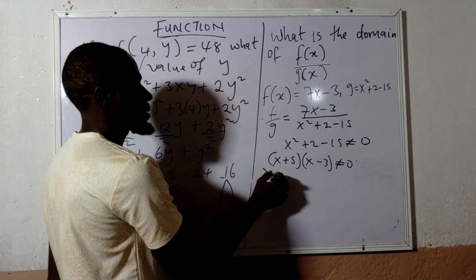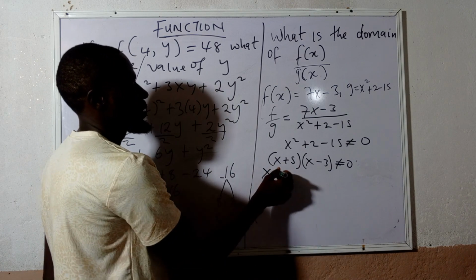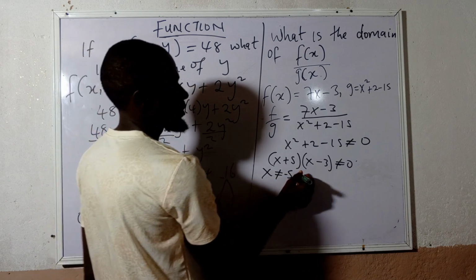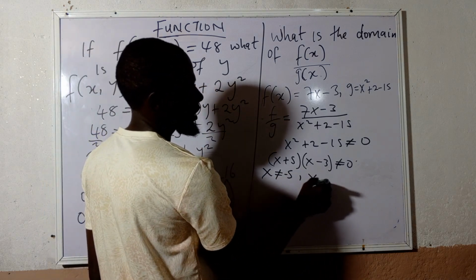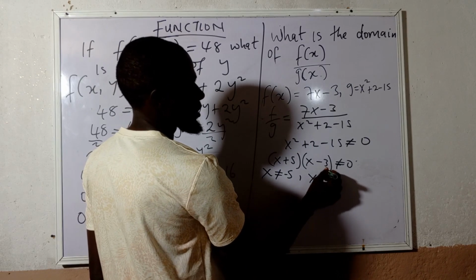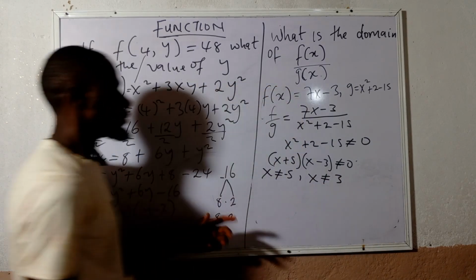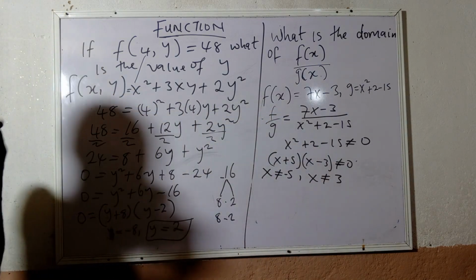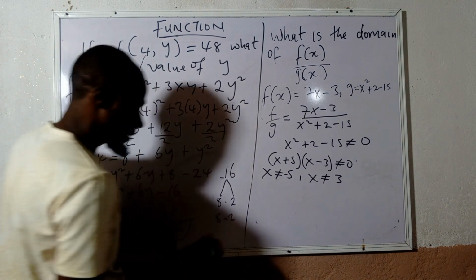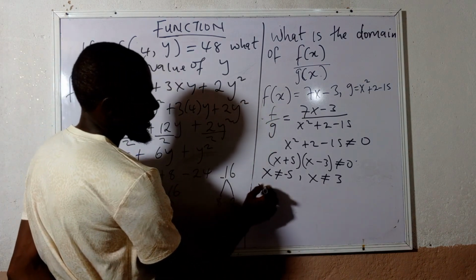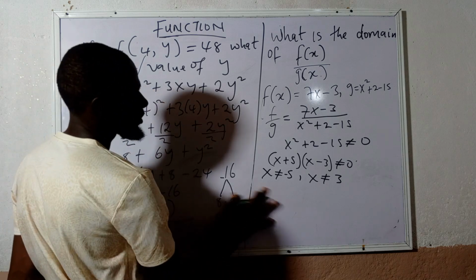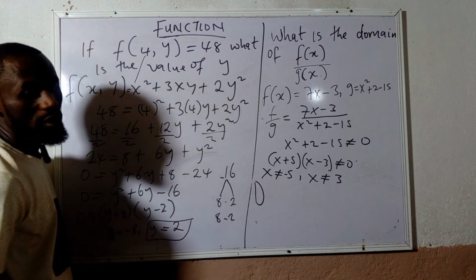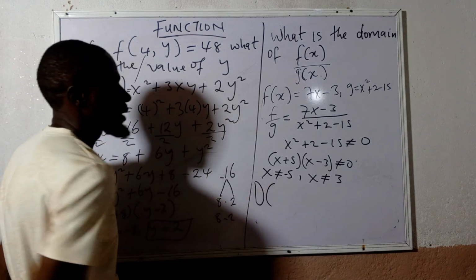Therefore, we can say x is not equal to minus 5 and x is not equal to 3. We can find the domain of the function by saying, the domain of the function will be inside brackets.